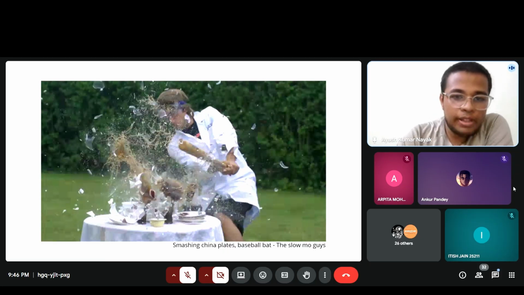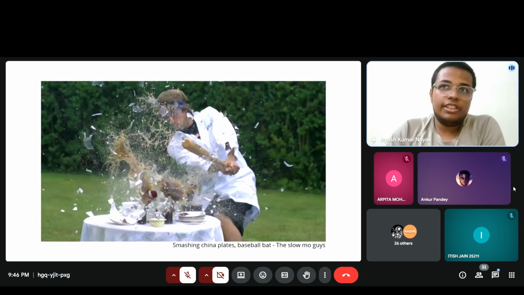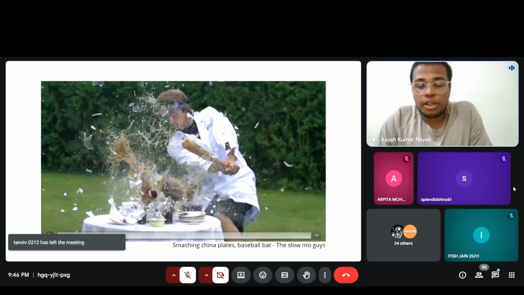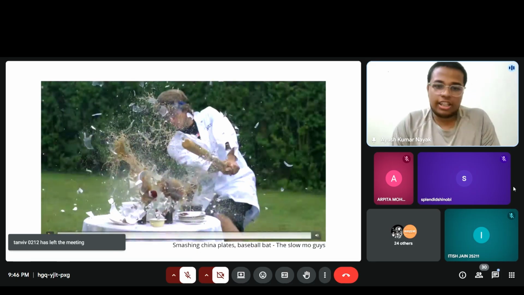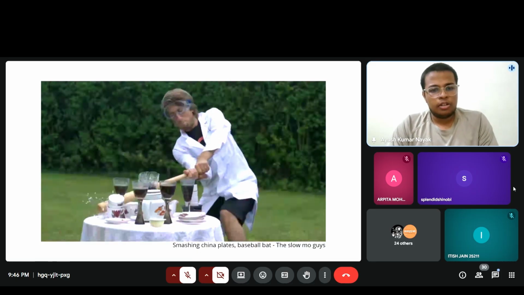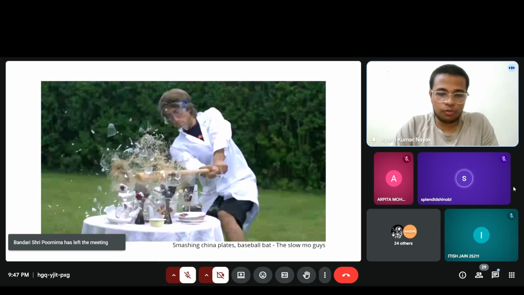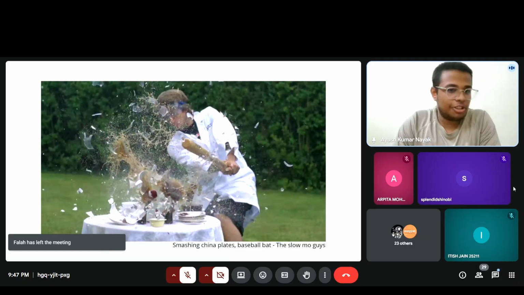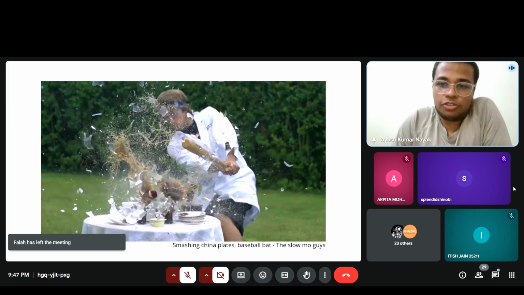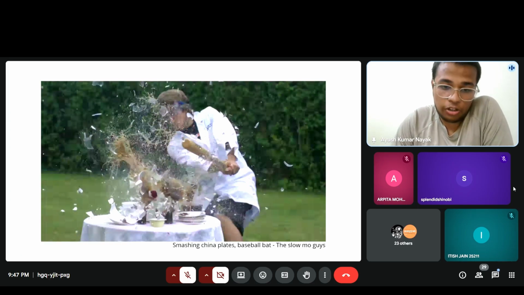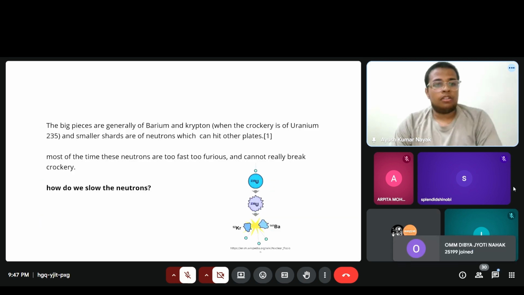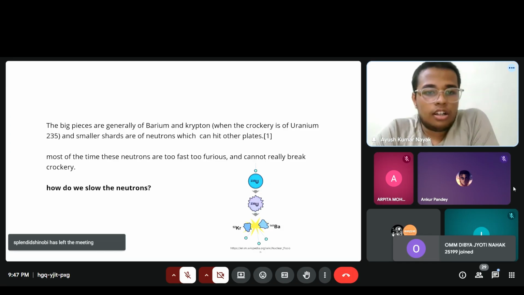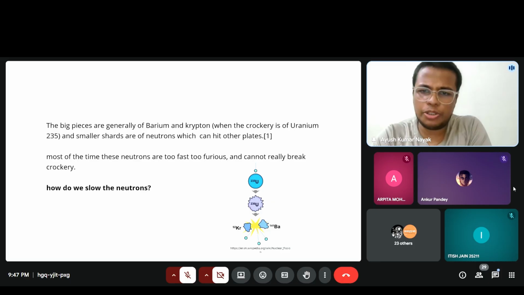The bigger pieces you see, in our case, are mostly barium and krypton. I'm not saying they're the only things that form, but most of the time it's them. There are other isotopes. And the smaller shards which you see flying off are other neutrons, which can hit other crockeries and maybe break them. As you can see, generally the pieces are barium and krypton, and the smaller shards are neutrons which can hit other plates.